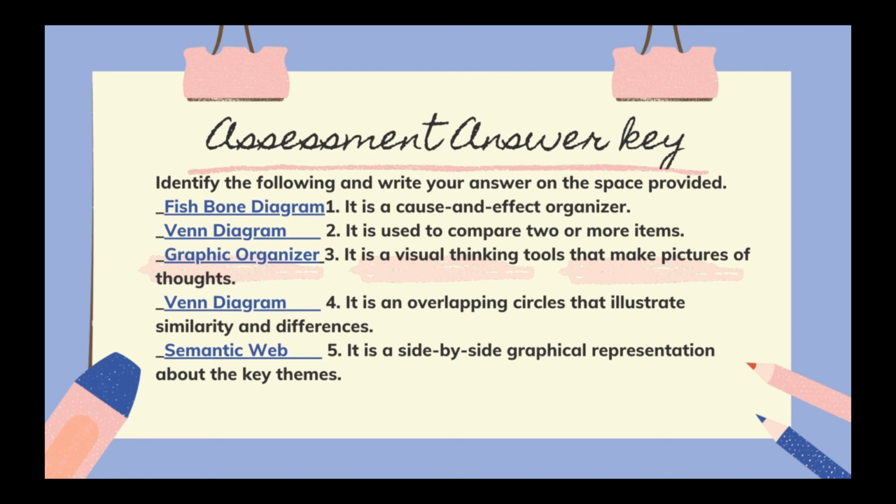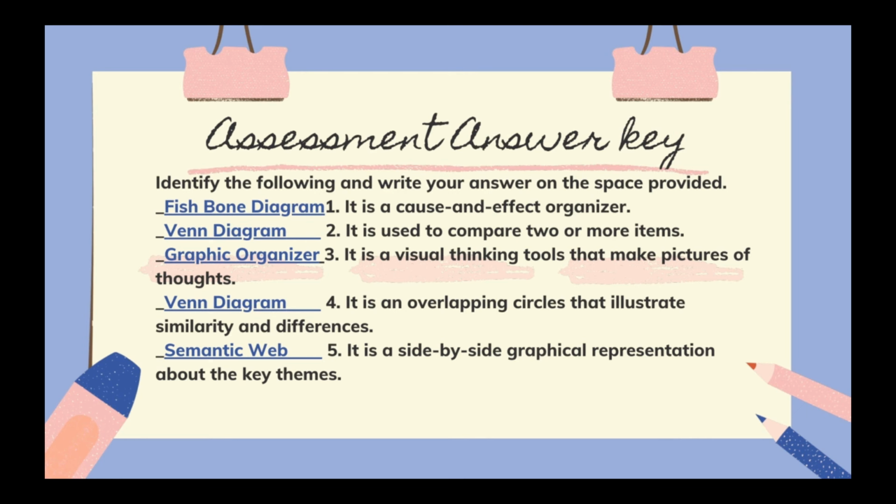Let's check your work. Number 1. Fishbone diagram. It is a cause and effect organizer. Number 2, Venn diagram. It is used to compare two or more items.